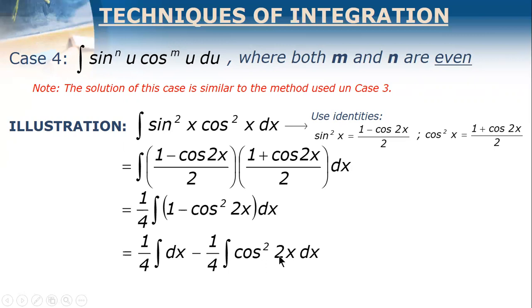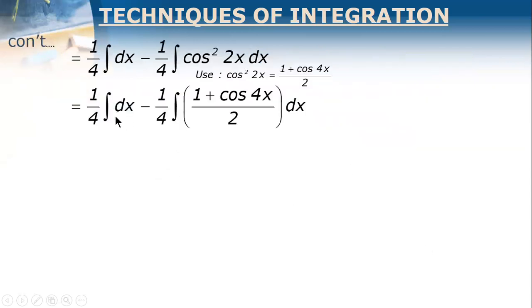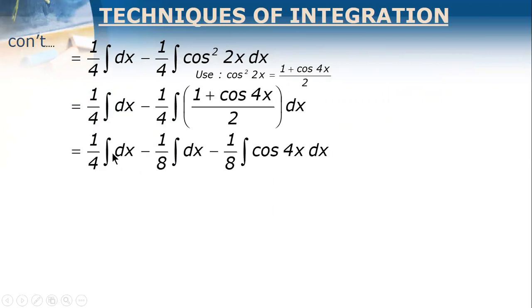Again, this can be reduced using the identity. So cosine squared, but since you have 2x, this will become 4x. Like in the case 3 illustration. So you will use this identity. So 1/4 integral of dx, and then you have this, and then separate this one. So 1/4 integral of dx minus 1 over 8, this one. So that's basic.